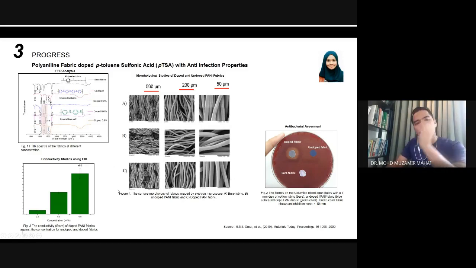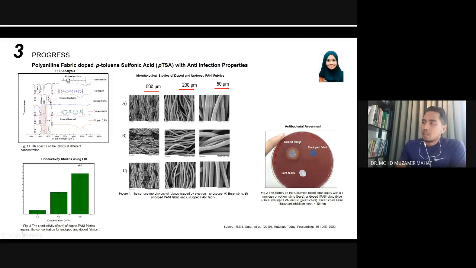If you see, we also did some analysis on the ability of these fabrics to be an anti-infection agent. And if you see what we have seen here, this is doped fabric, doped with the acid. Initially, it is green, and it becomes this color. And this is undoped fabric, and this is the control. This is at the bacteria plate, yeah?